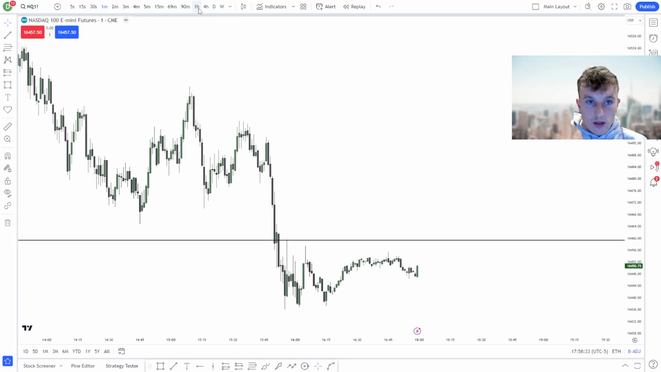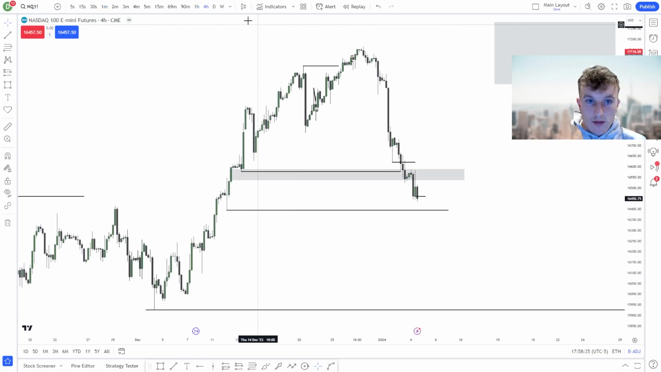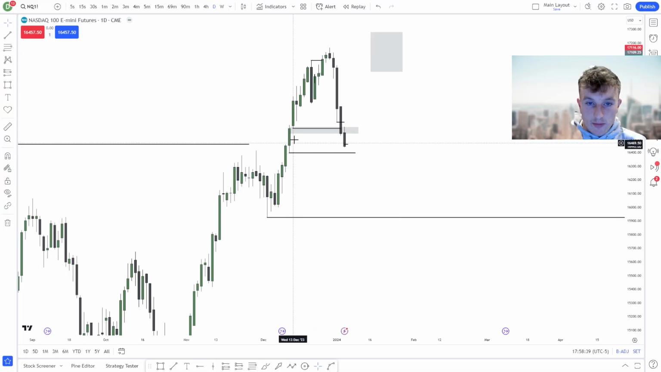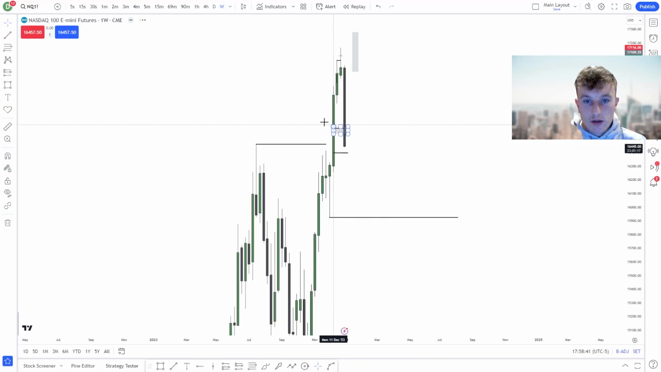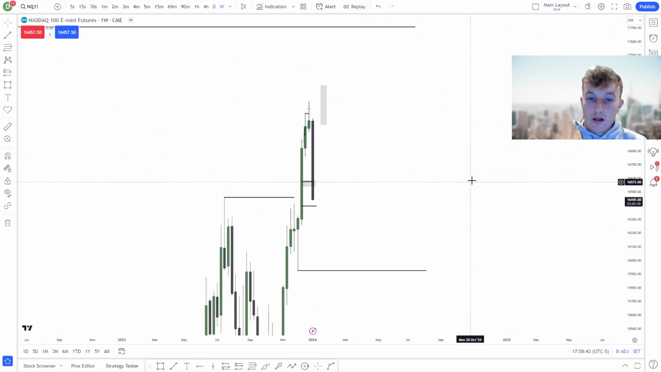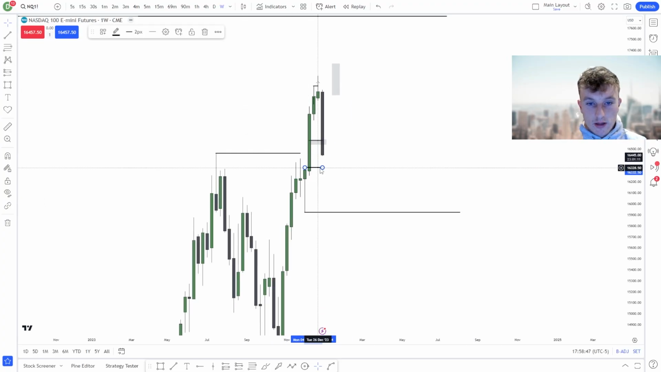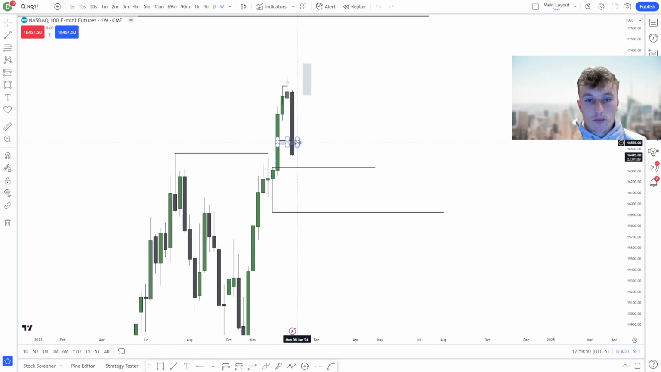So on the hourly or on the daily, just as I showed you earlier, we have too many fair value gaps here. So what do I do? I just go to the weekly, and I'll end up swinging some shorts if the candle on the weekly closes below this. But do I know on the daily yet? Nope. I'm going to have to wait for the weekly for this one.